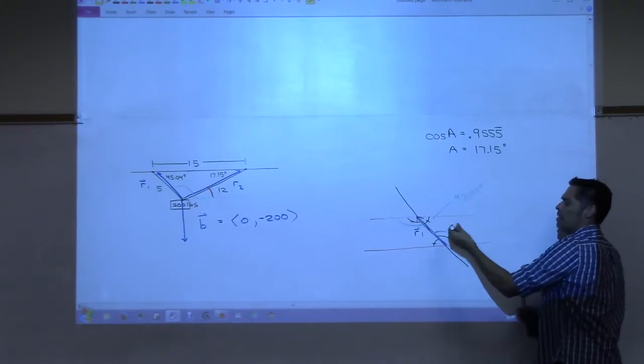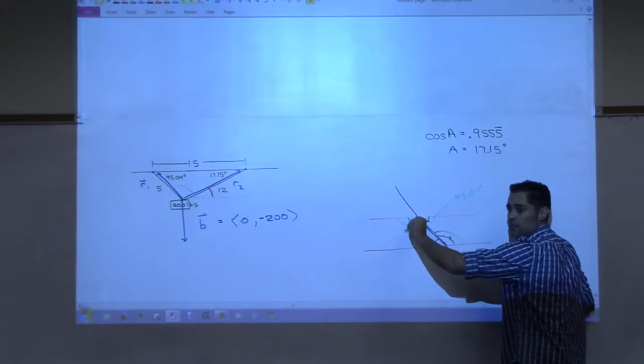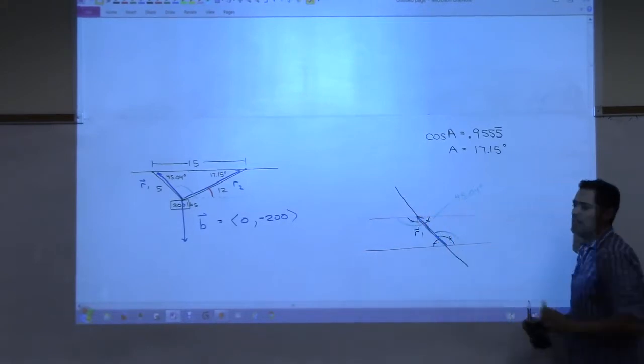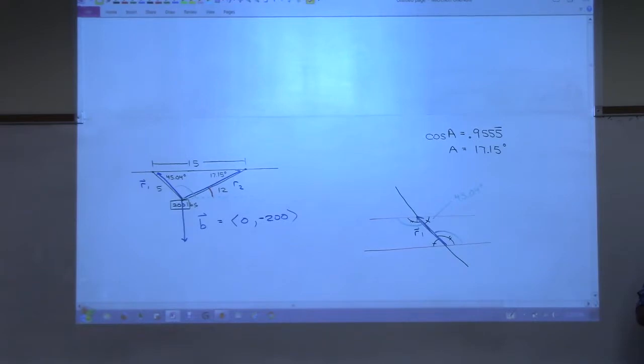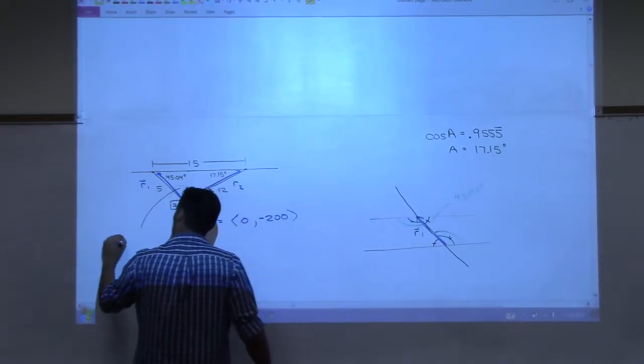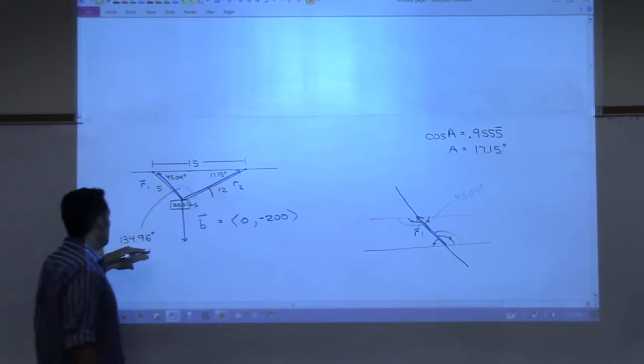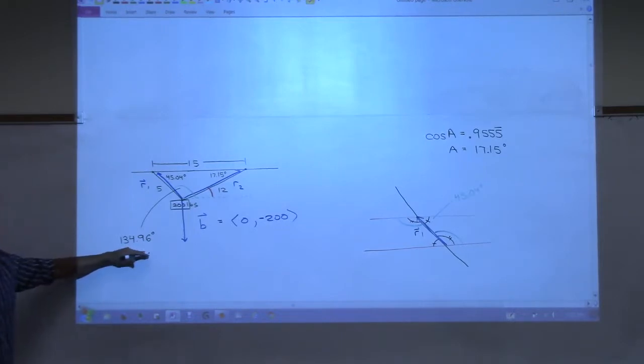45.04 degrees. And so if that's 45.04 degrees, all the way around is 180, right? From here all the way across. So I just need to take that and subtract it from 180. 134.96 degrees. That is the angle of R1. Questions? Sure? Makes sense to me. Okay.